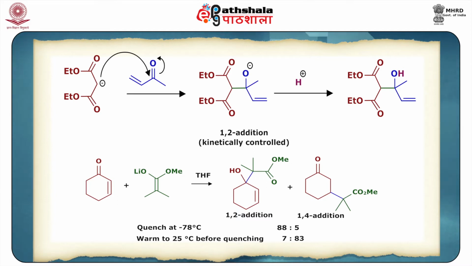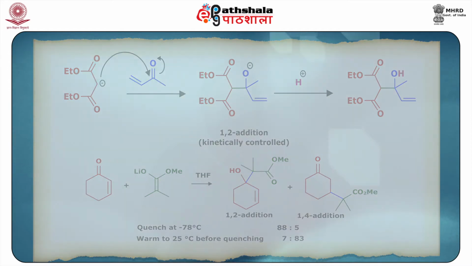However, if we use strong bases like alkyl lithiums or alkyl magnesium halides, that is Grignard reagents, they will give 1,2 addition, that is directly to the carbonyl group, unless the carbonyl group is sterically hindered by large groups.